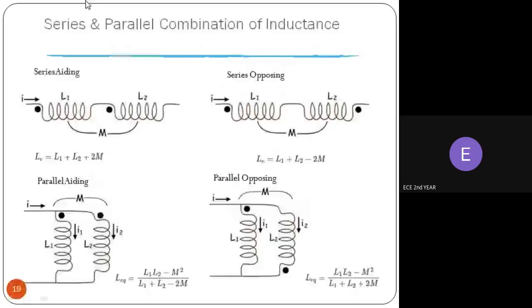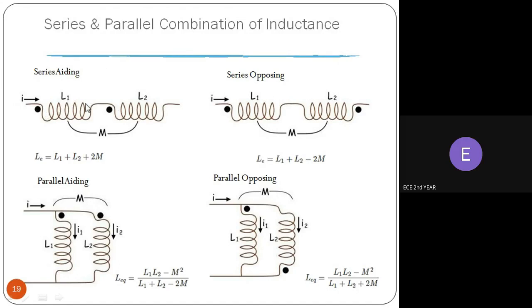Next, series and parallel combination of inductance. Here inductances can be connected in four ways. There are two inductances L1 and L2 connected in four different ways, called series aiding, series opposing, parallel aiding, and parallel opposing. The dot is indicated to calculate the mutual inductance value between L1 and L2.